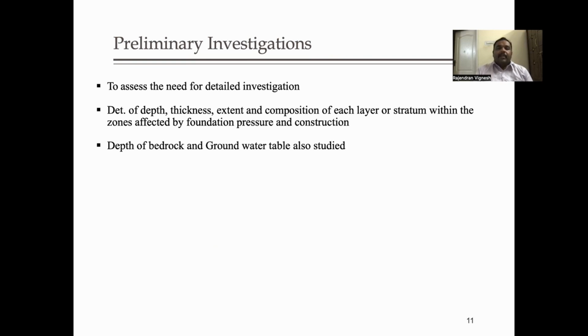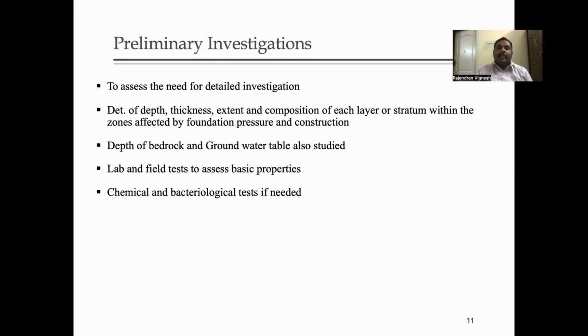And as we already informed, there are different bedrocks available. There are different zones of structure, that is the strata is available. So we can easily identify what is the depth of each bedrock and what is the property, and also how much water is available under the ground. That also we can identify. So when we go for soil investigation, we'll be able to find out what are the lab and field tests to be done for basic properties. If there is any need of chemical or bacteriological tests, this is very particular when there are any industries located nearby. So ultimately we will go for chemical and bacteriological tests if needed.